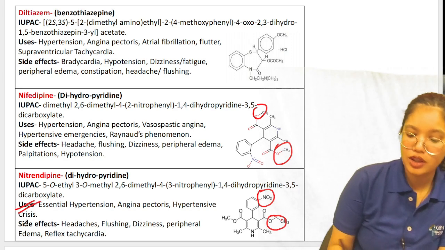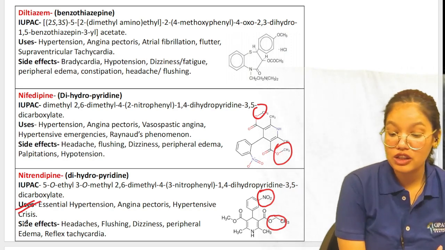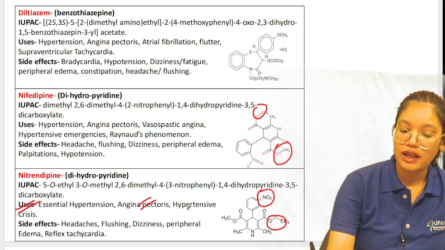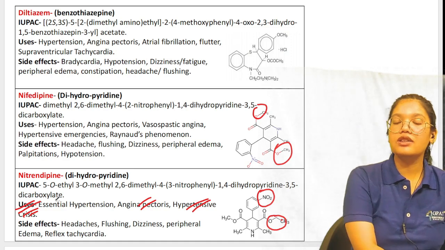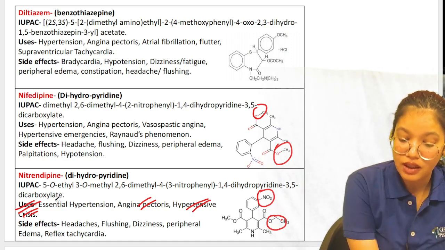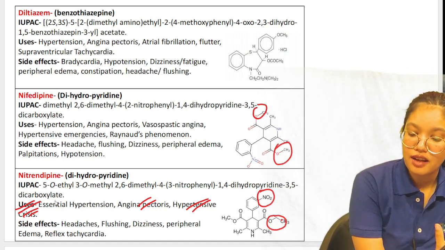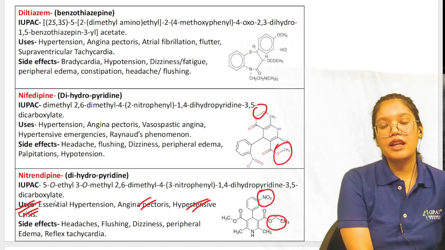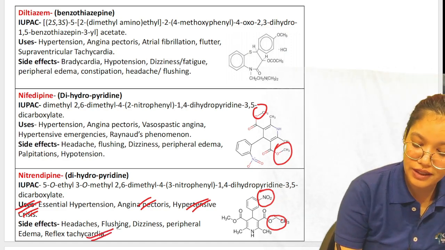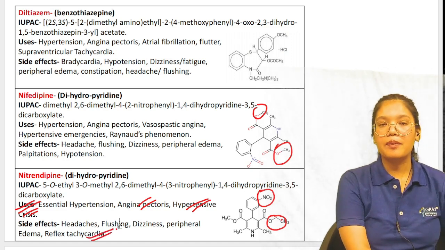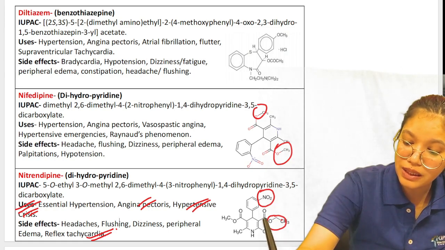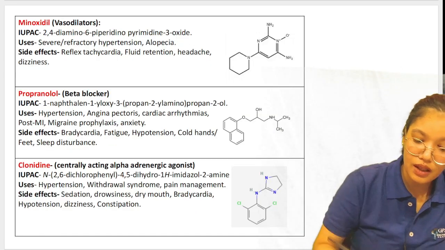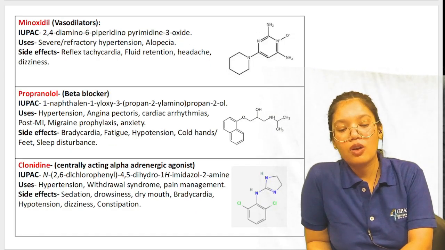Now next we have the uses: essential hypertension, angina pectoris, then hypertensive crisis. All this we can use nitrendipine for. Then side effects: headaches, flushing, dizziness, peripheral edema, reflex tachycardia, all that can happen with nitrendipine. Okay, now next drug we have is minoxidil.